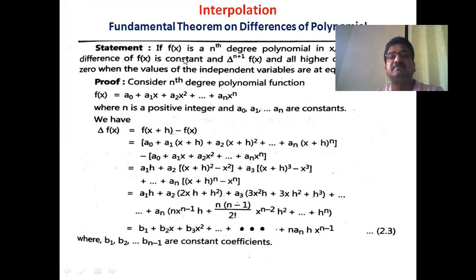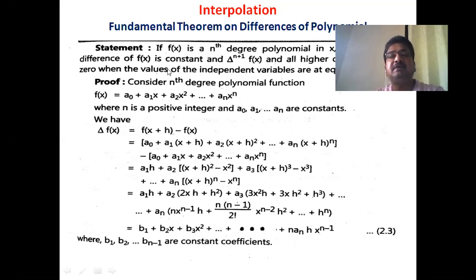is constant, and Δ^(n+1) f(x) and all higher differences are 0. That is, if you find Δ^n f(x) of this polynomial f(x) of degree n, then it is constant. It is not a function of x. So I have to show this, and that the further differences of f(x) are 0.